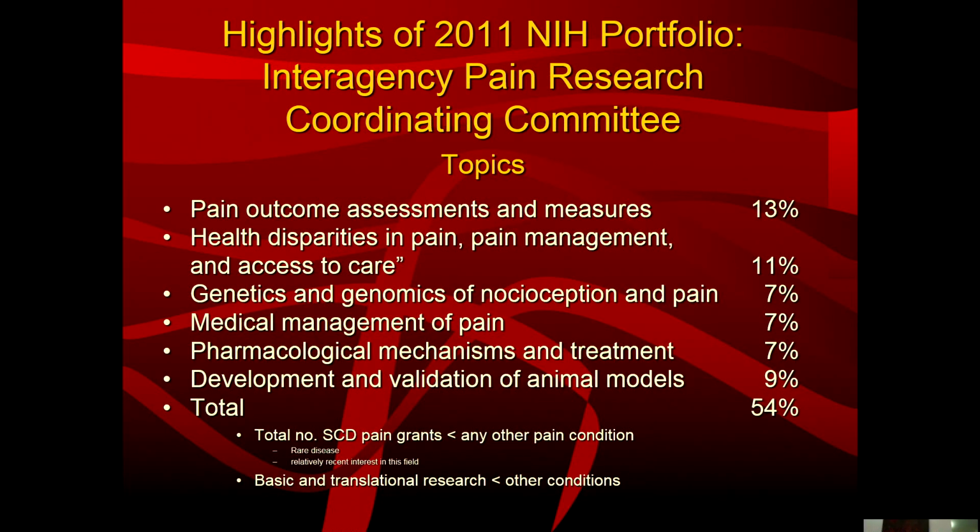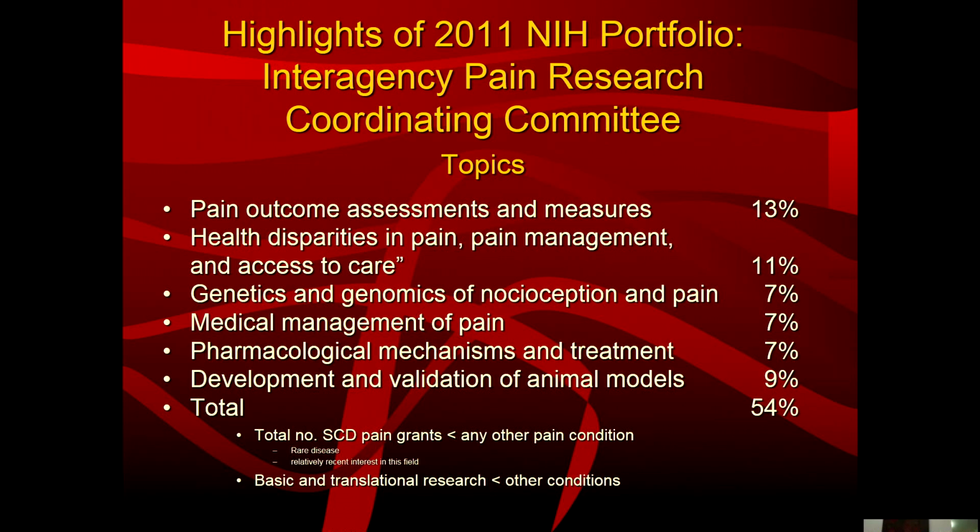In 2011, we were asked to review this evidence for the Interagency Pain Research Coordinating Committee and found that the number of pain grants for sickle cell disease was far below that for any other pain condition, and that basic and translational research in sickle cell disease was far less than that in other conditions.